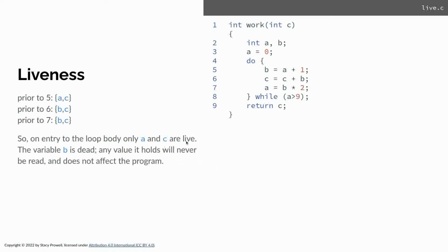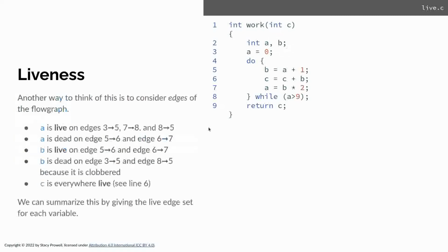Entering the loop, only A and C are live. B is dead. Whatever value it held when we failed to initialize it up here, it held something, never gets read, so it doesn't affect the program. And that's good because it was some random value in memory. We don't want it to affect the program.